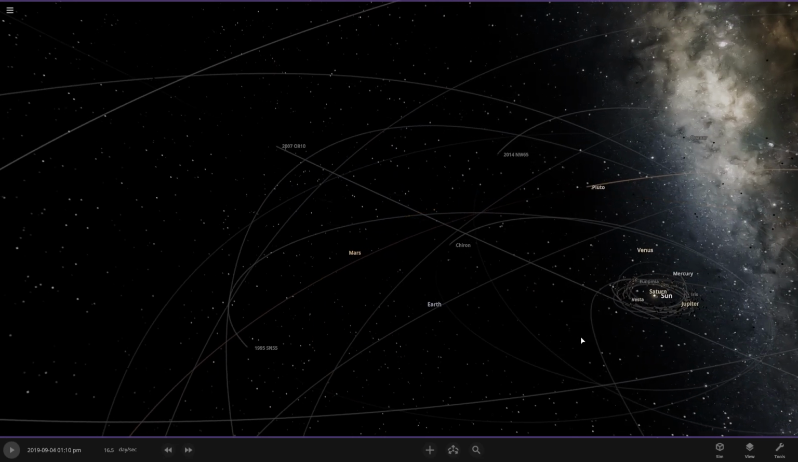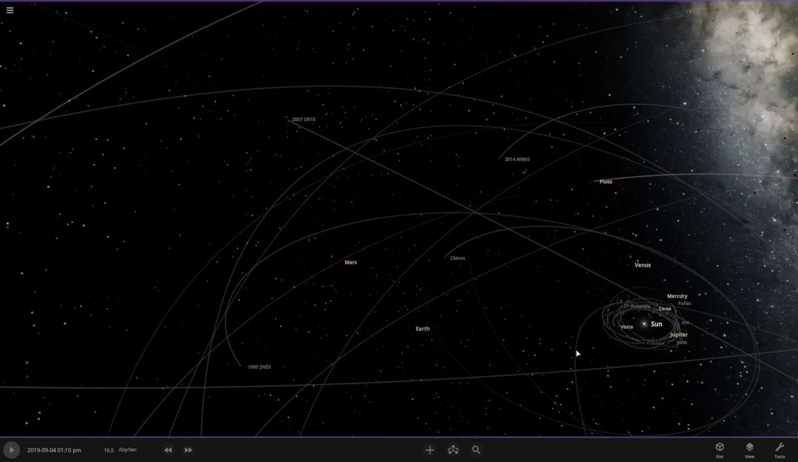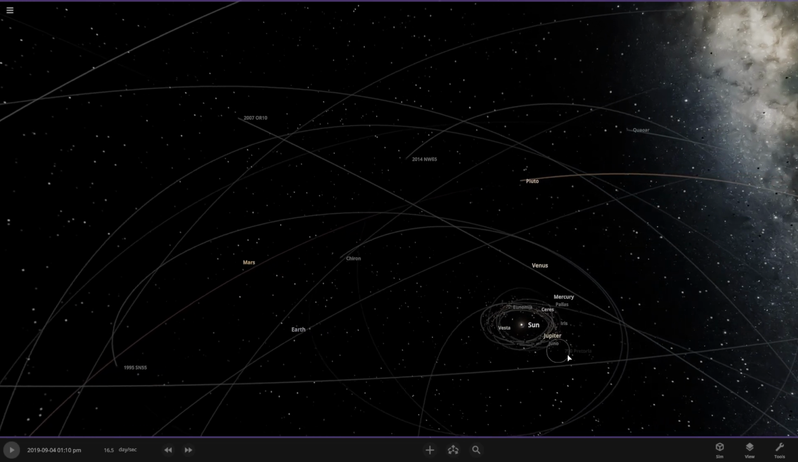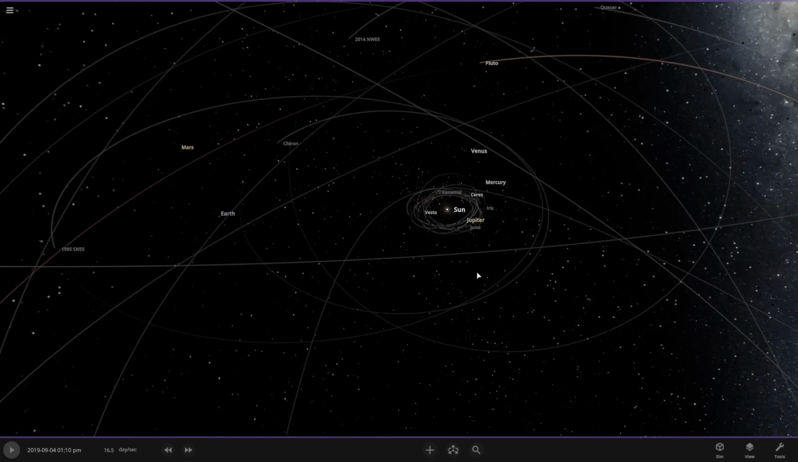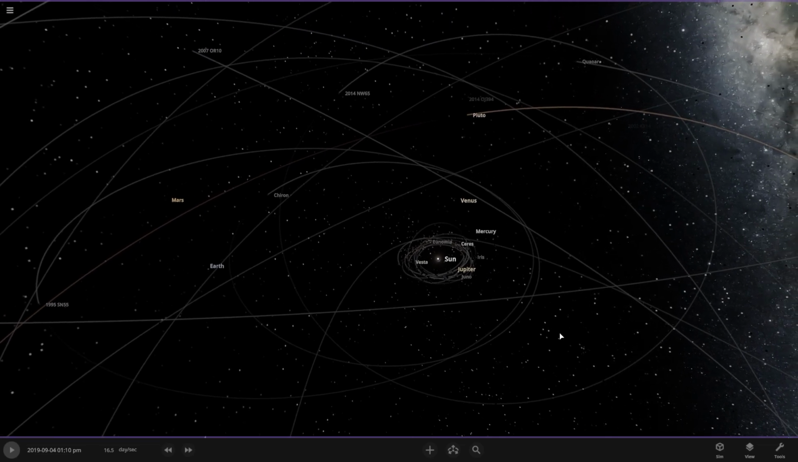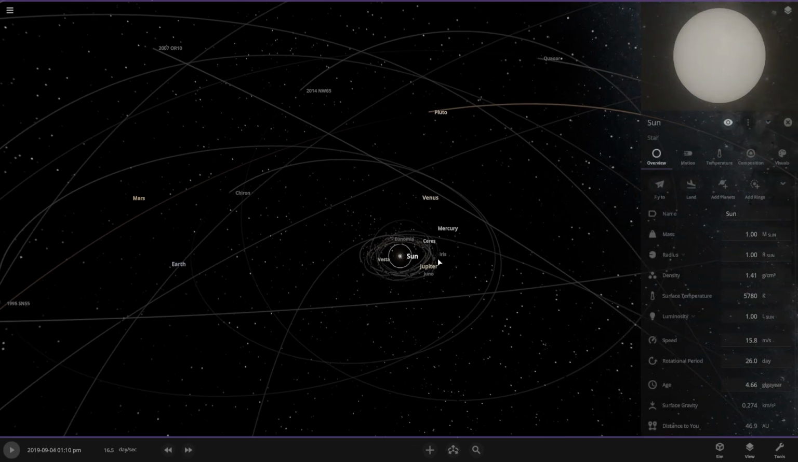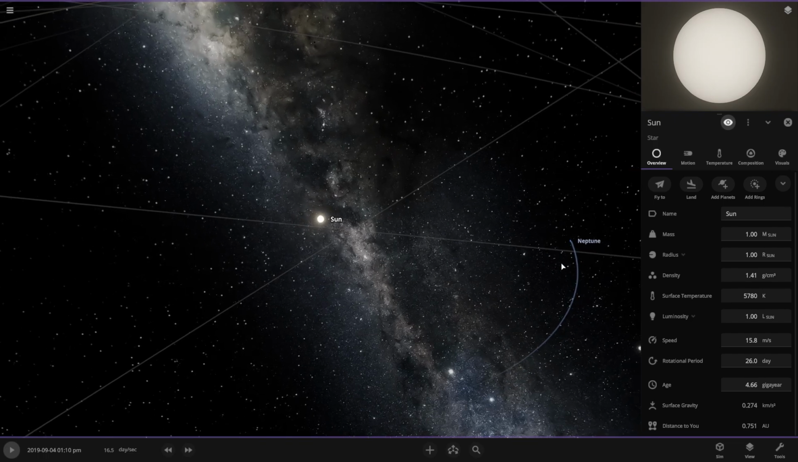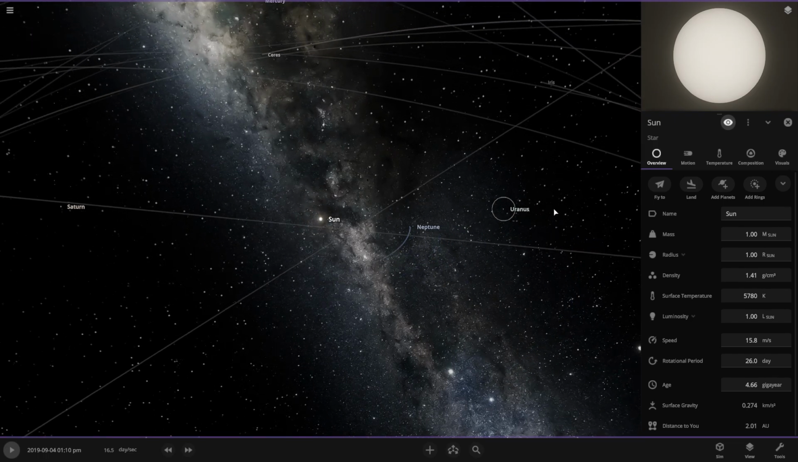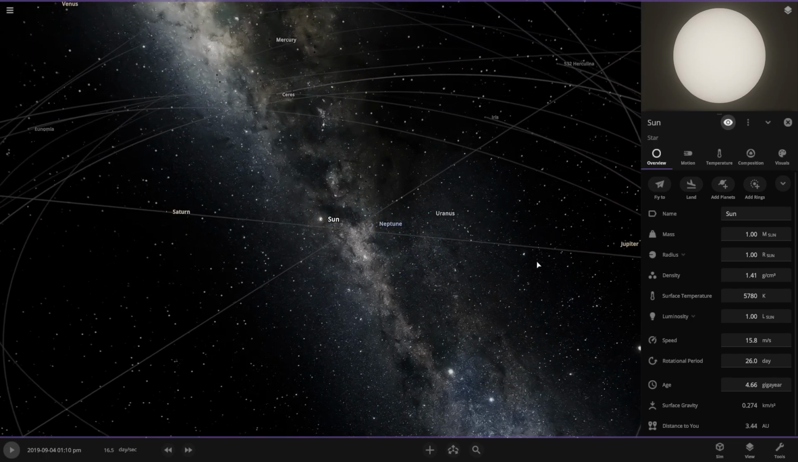Okay, so we replaced all our planets. I'm not going to replace the Pluto because I don't have the planets, because Pluto is a dwarf planet, so I'm not considering the Pluto as a planet. Okay, so now we have the Venus here, the Uranus, and the Jupiter and the Saturn near the Sun.